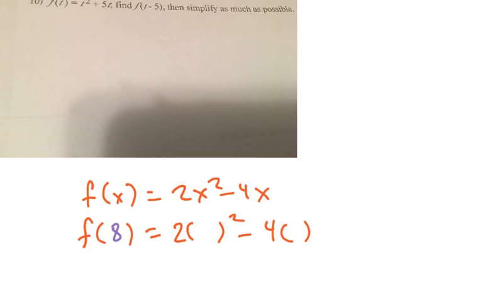So what functional notation basically says is that whatever is inside the parentheses, you square, multiply by 2, subtract 4 times that. So it essentially tells you what to do with what's in the parentheses, okay? And so that's all we do. So we have 8, so we basically replace x with 8, and you just solve. Remember, you got to follow PEMDAS.